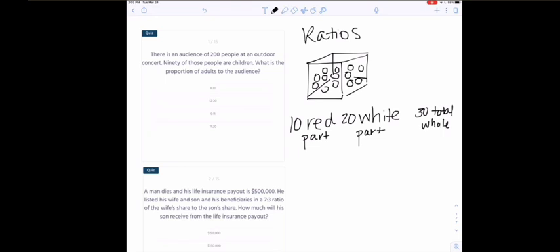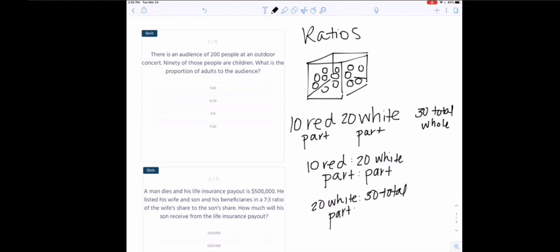Okay, so if we were to compare, a ratio is going to be the simplest form of this comparison. So let's say I ask you, how many red marbles are there to white marbles? I'm asking you to compare the 10 red to the 20 white. We are comparing a part to a part. And then let's say I ask you to compare the white to the total. This is a part to the whole.